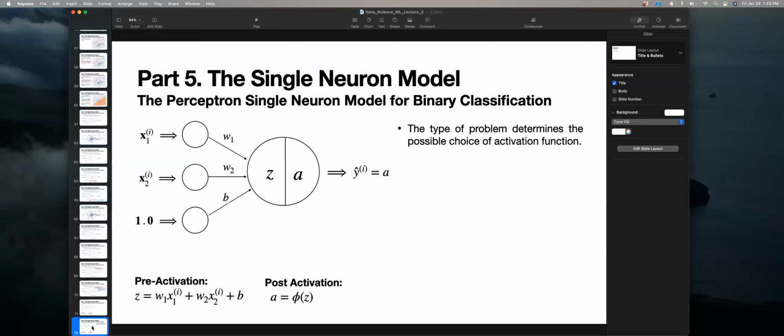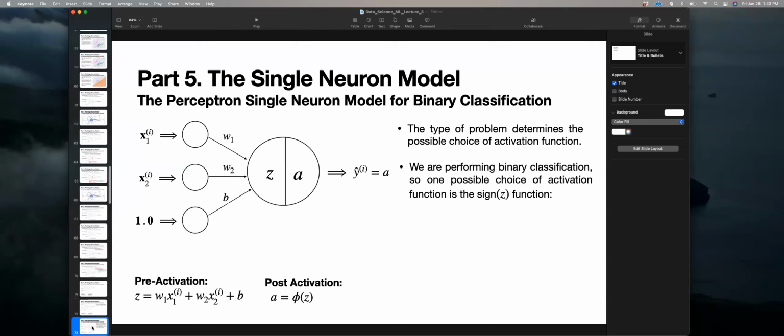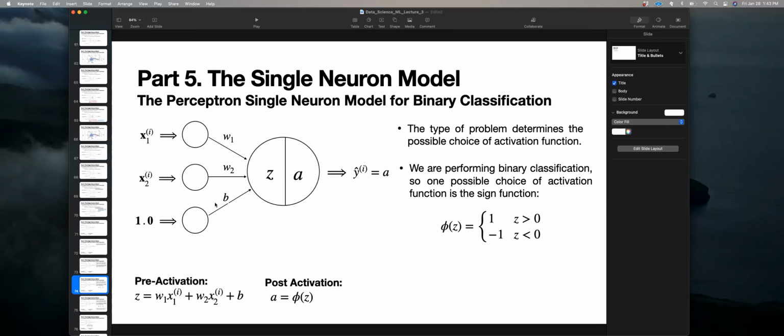If you're trying to do classification in the binary classification, you might use something called the sign function as your activation function. And this is not the trig sine function. This is the sign function that is positive when the input is greater than 0 and -1 when the input is less than 0. And it's equal to 0 when z is equal to 0, but with our calculations, I can almost guarantee you that you'll never have a weighted signal input that is actually equal to 0. So we can just avoid that. This is our activation function.